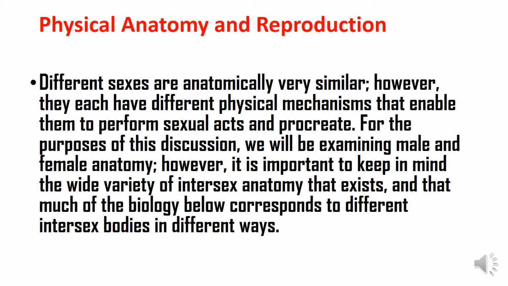Physical anatomy and reproduction. It refers to the fact that the different sexes are anatomically very similar. However, they each have different physical mechanisms that enable them to perform sexual acts and procreate. For the purposes of this discussion, remember, my dear viewers and students, we will be examining male and female anatomy. However, it is important to keep in mind the wide variety of intersex anatomy that exists, and that much of the biology below corresponds to different intersex bodies in different ways.